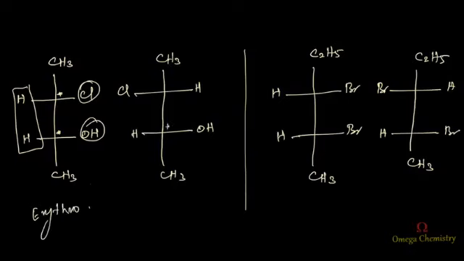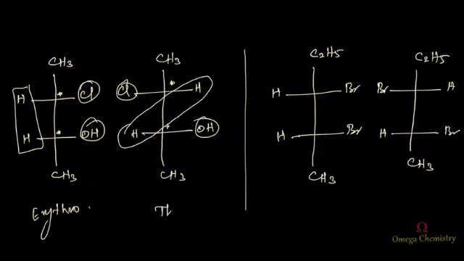Now, these two similar stereocenters, and methyl and hydrogen are the similar groups, and OH and chlorine are dissimilar groups. However, the similar groups are present on opposite sides, anti to each other. That's why I need to call this Threo. Let us go to the next example.